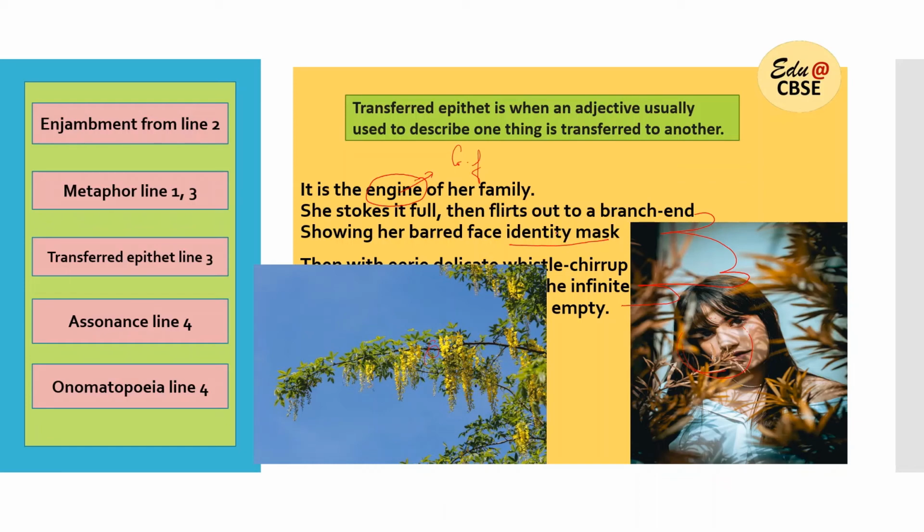So this identity mask is actually the shadow that is falling on the face of the goldfinch. That is why this is again a metaphor. The metaphor is for the shadow. It is referring to the shadow.